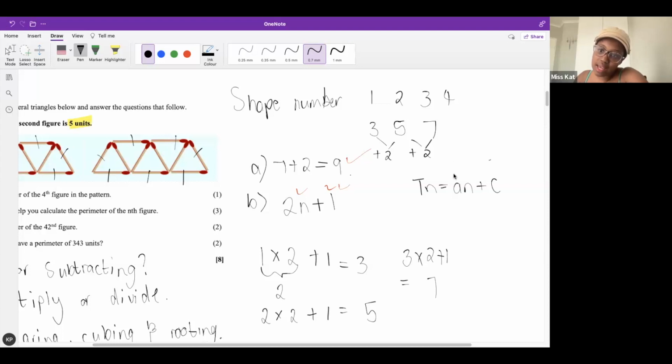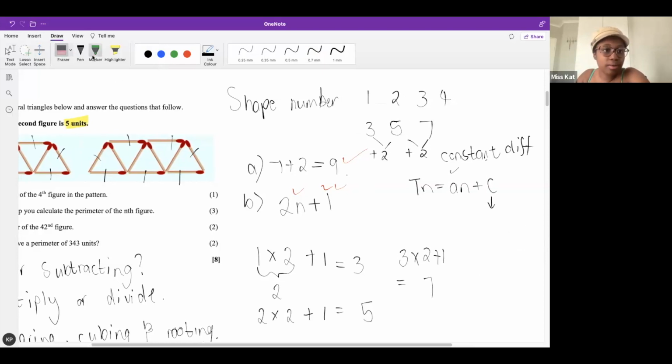And then in this case, A would be your constant difference. So this is the constant difference. As you can see, we're adding 2 all the time. So that's where 2 would go. And then C would be the T0, or the term before term 1. I know that sounds terrible, but I'm about to explain right now. Term before T1. What I mean is term 1 is how much, guys?